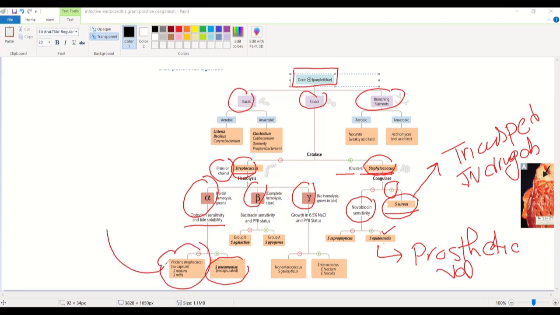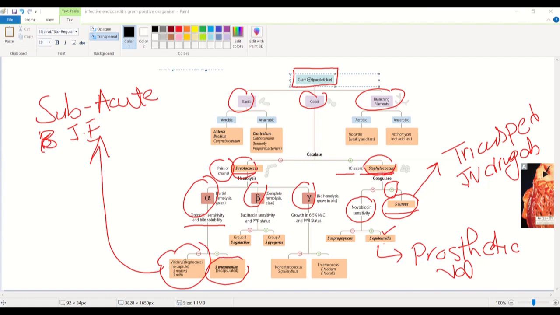So this viridans streptococci is very, very high yield. Why is it very high yield? Because it is the culprit of subacute bacterial endocarditis. Subacute bacterial endocarditis, infective endocarditis. Okay. So sometimes they love to ask, what is the thing that leads to this pathology?